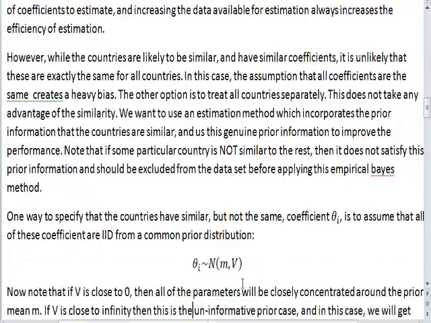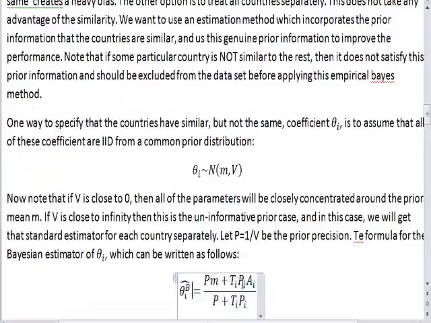is the prior distribution, which is that theta I is normal with mean M and variance V. So this is what we have imposed as the commonality. This can also be called random coefficients.